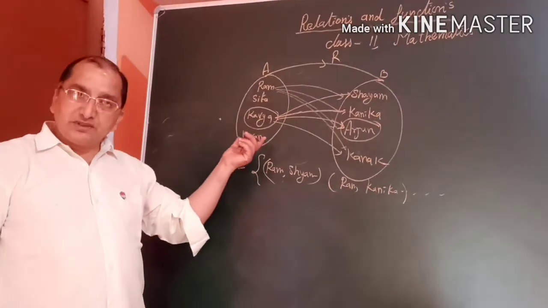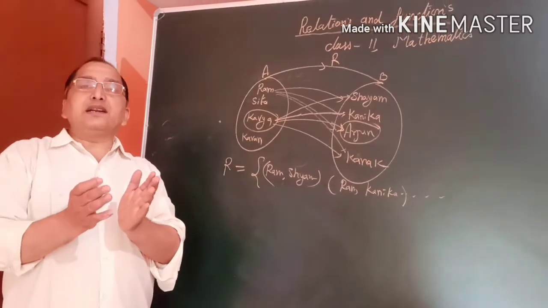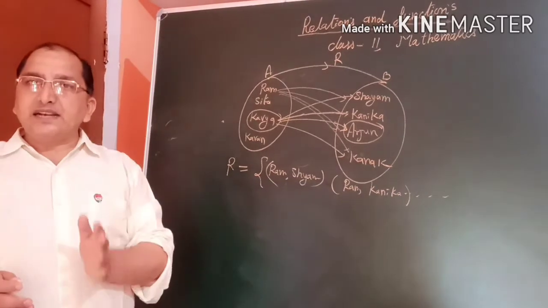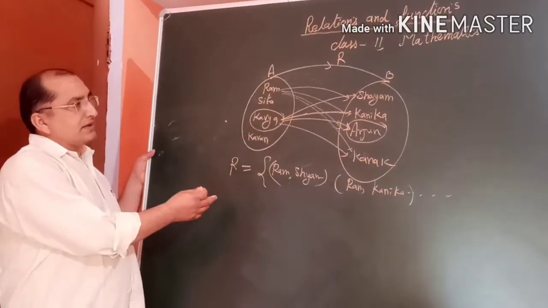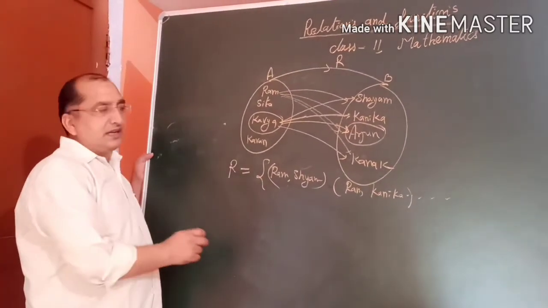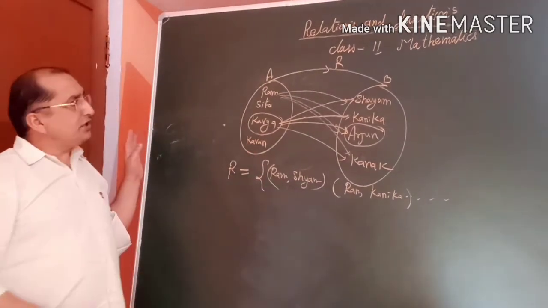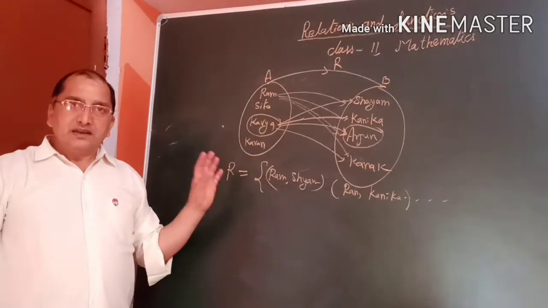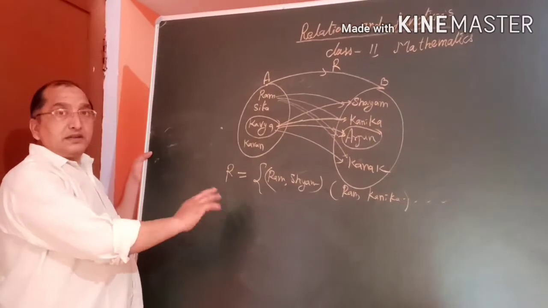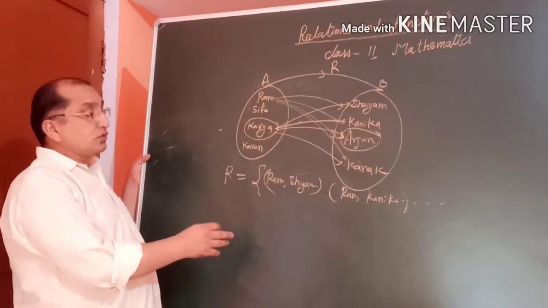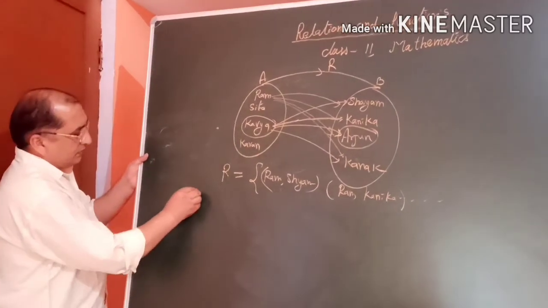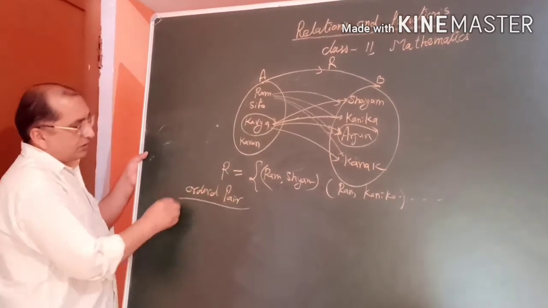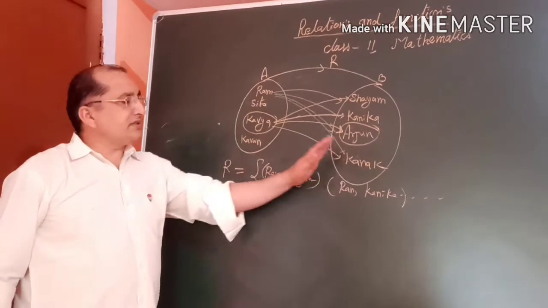Just before this we discussed how we can multiply both the sets, and this is known as Cartesian product. In the same manner, this is set A and this is set B. The product of these two sets A and B is known as relation. The Cartesian product is also known as ordered pair. Ordered pair means this is the first set and this is the second set.